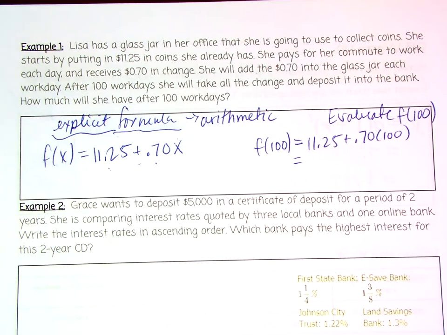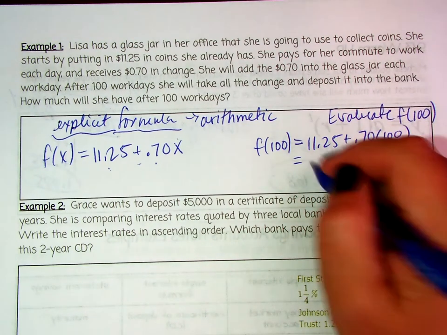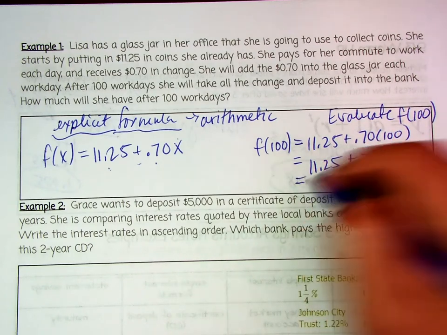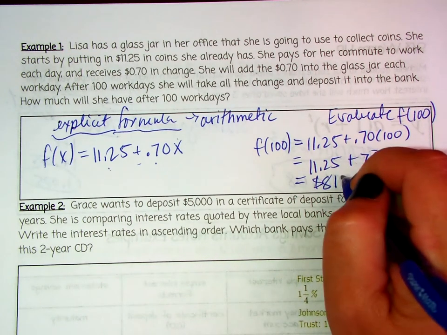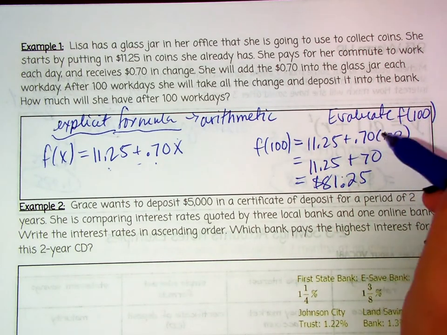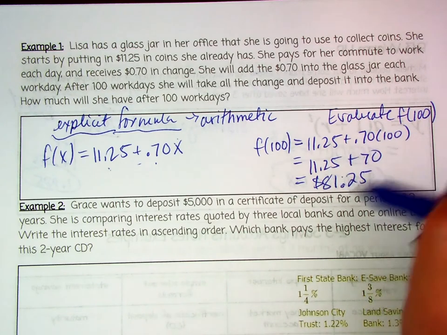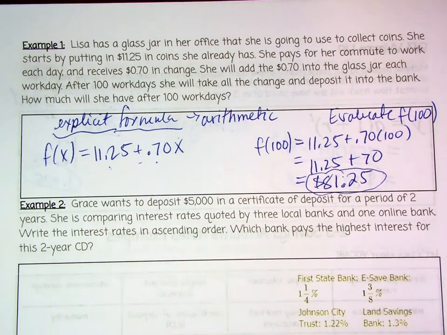So here I go grabbing my calculator. I'm going to do first the multiply and then the add. I'm going to do 0.7 times 100. And that gives me 70. And then I do 70 plus 11.25. And I get 81.25. So just quickly, looking at how a small amount of money like 70 cents over time can add up to be a good amount of money. It's not a crazy thing to save 70 cents a day. Look how much you could have.